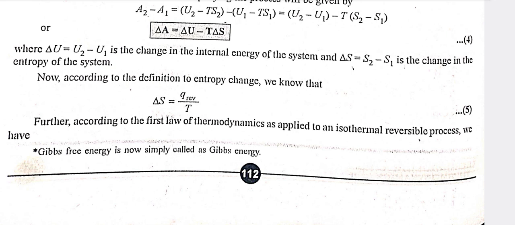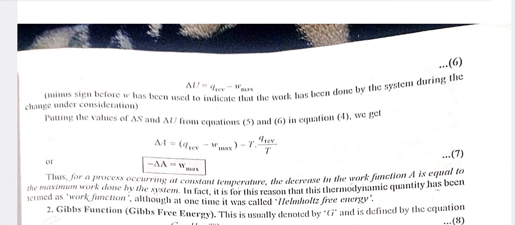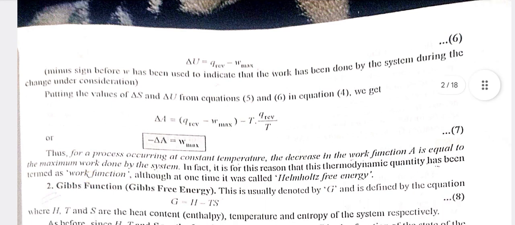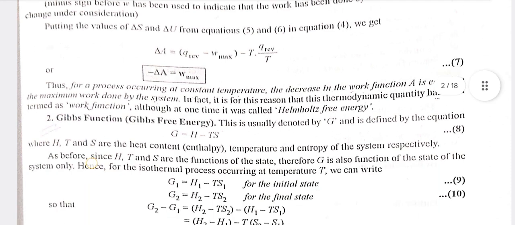Now, according to the definition of entropy change, we know that ΔS = Q/T. Further, according to the first law of thermodynamics as applied to an isothermal reversible process, we have ΔU = Q_rev - W_max. The minus sign before W has been used to indicate that work has been done by the system during the change under consideration. Putting the values of ΔS and ΔU from equations 5 and 6 in equation 4, we get ΔA = Q_rev - W_max - T × Q/T, or -ΔA = W_max.